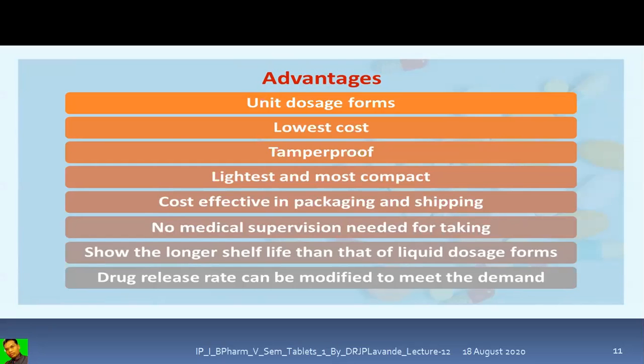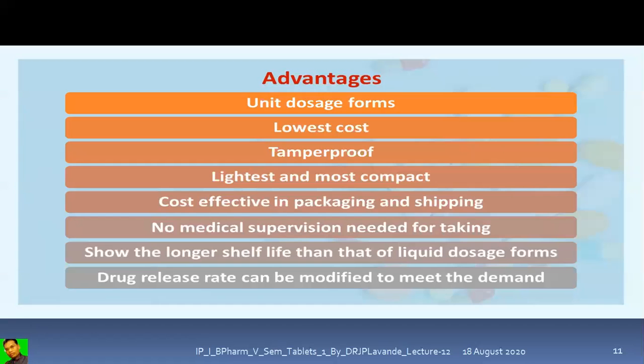Next, no medical supervision is needed for taking it. It is very easy to take. We just have to take out the tablet, place it onto our tongue, and take a sip of a glass of water. It does not require a technician or expertise. Anyone can administer the tablet dosage form. So that's why it does not require medical supervision while taking the tablet.